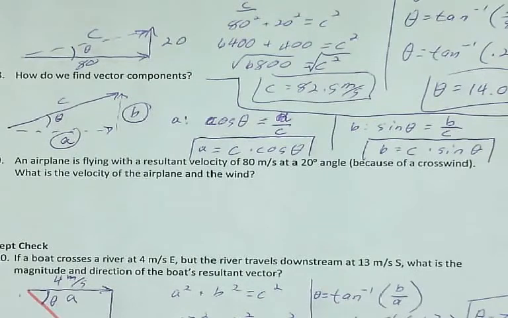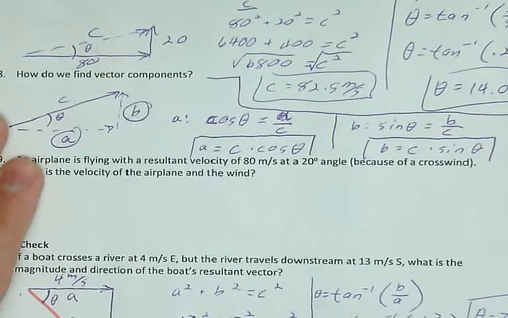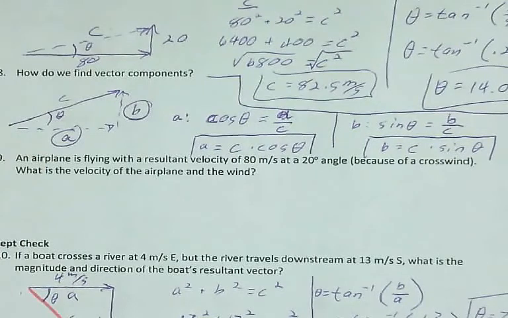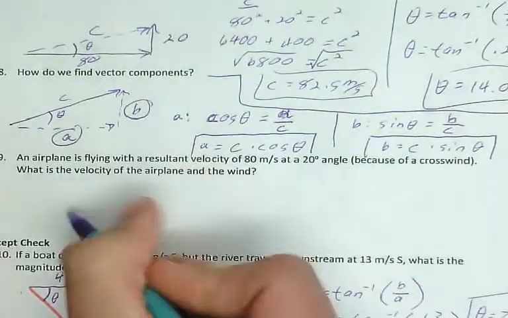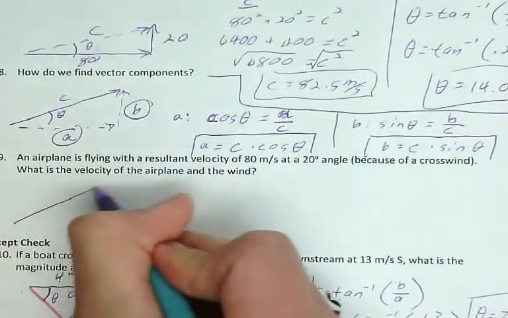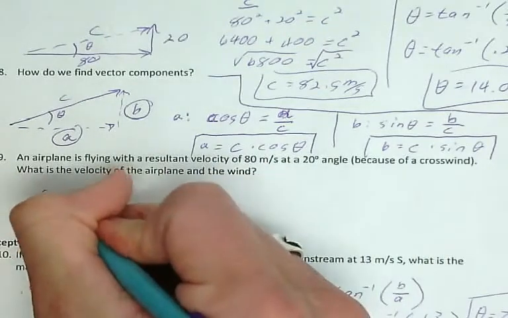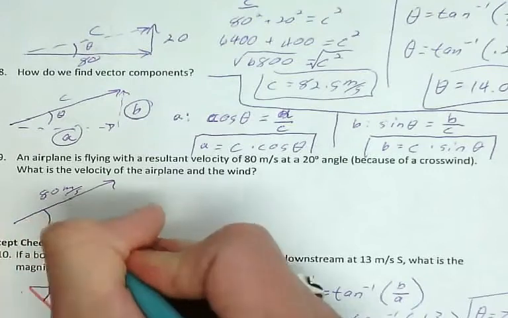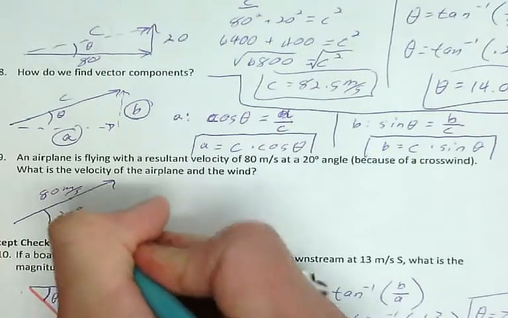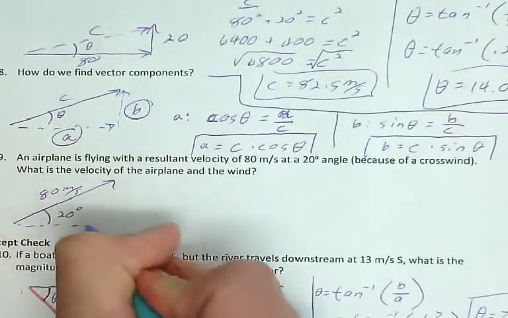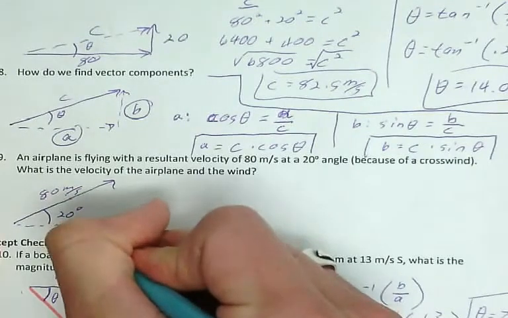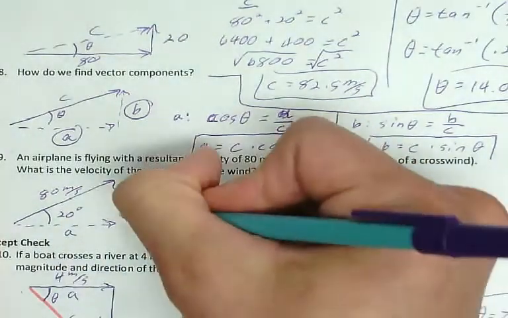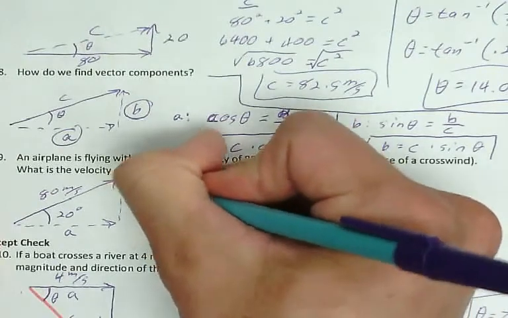So let's look at an example of this. An airplane is flying with a resultant velocity of 80 meters per second at a 20-degree angle. What is the velocity of the airplane and the wind? So I'm giving you the resultant vector, 80, and I'm giving you the angle theta, which is 20. What you need to find is A, the forward motion of the airplane, and B, the crosswind.